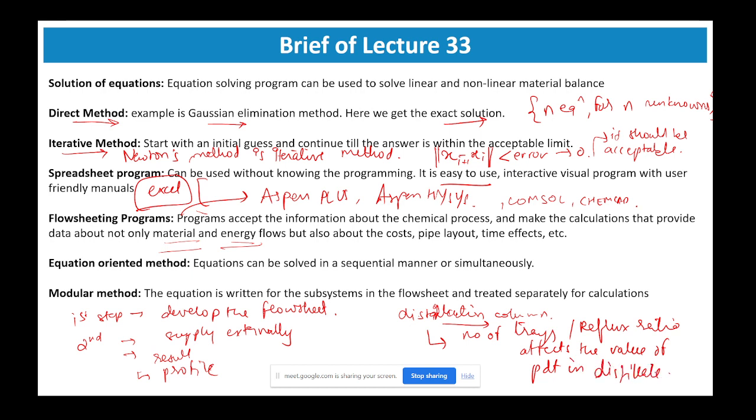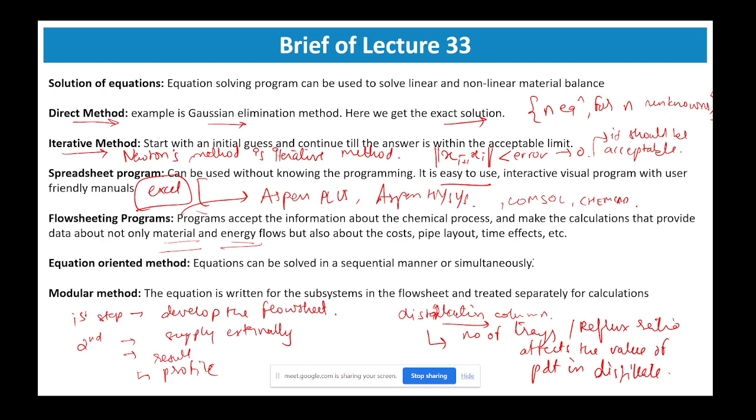Okay, so if you want to plot the number of trays, the quality in distillate of product versus reflux ratio or number of trays, then it is very easy to get through these programs or programmable tools. So this makes your task easy. Now there will be some certain inbuilt methods for the solution of the equation.